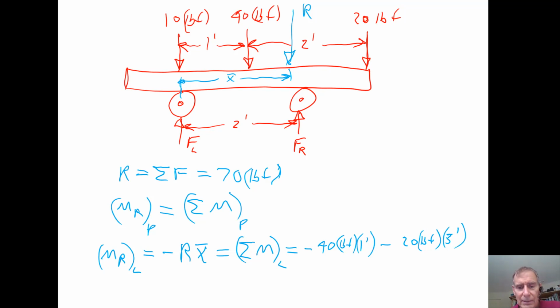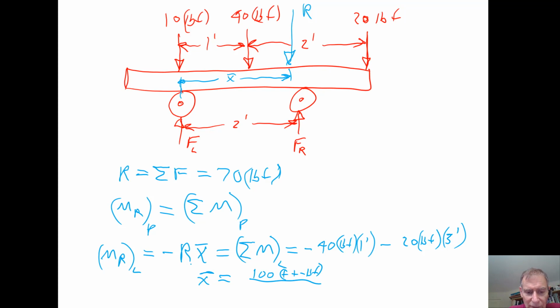Now notice that we're not summing the moments and setting them equal to 0. We're not looking to set moments to 0 here. We're looking to replace a set of forces with another force, so we want them to be equivalent. So if we go through and solve this for X bar, we have 40 times 1 is 40, 20 times 3 is 60, so that's 100 foot-pounds.